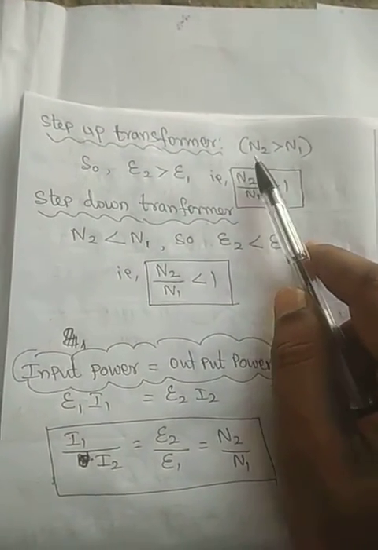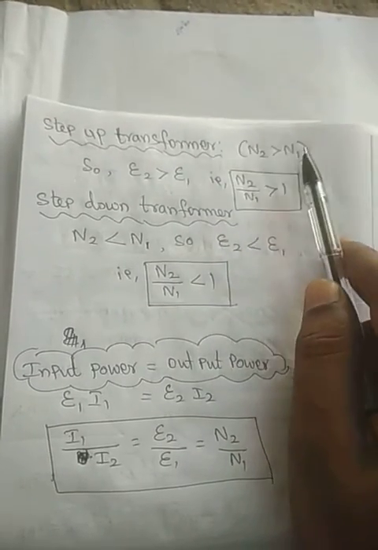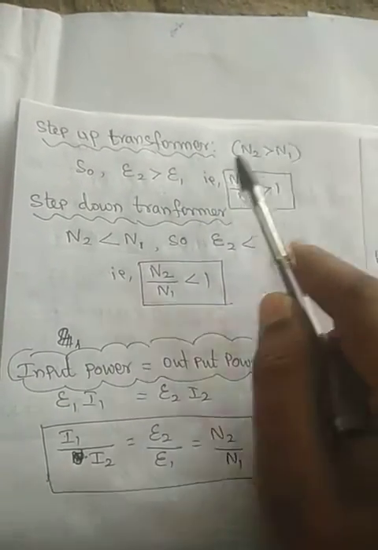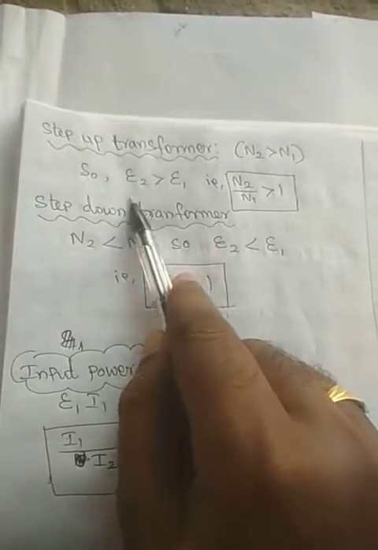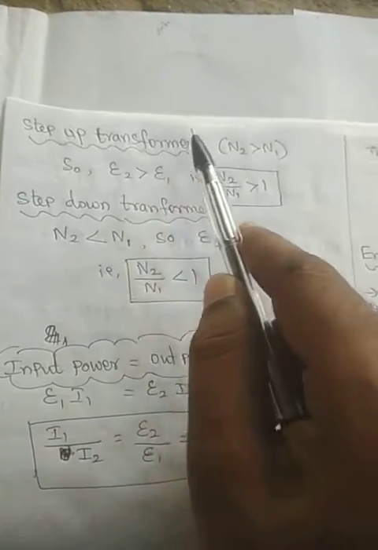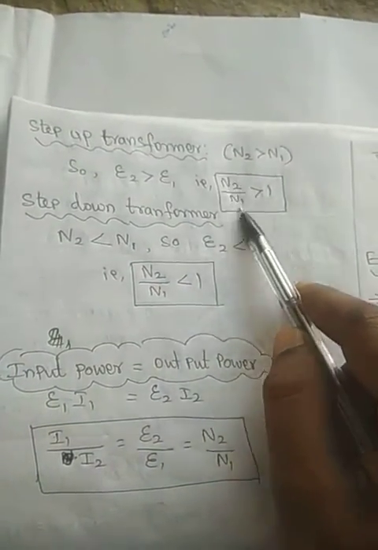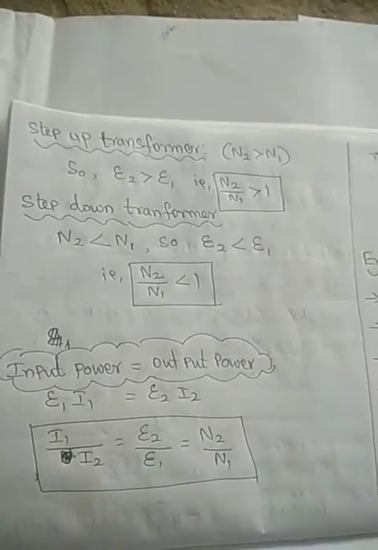In a transformer, if the number of turns in the secondary coil is greater than the number of turns in the primary coil, then what will happen? The EMF induced in the secondary coil will be greater than the EMF induced in the primary coil. So the low voltage is converted into high voltage. Here the transformer ratio is greater than 1.